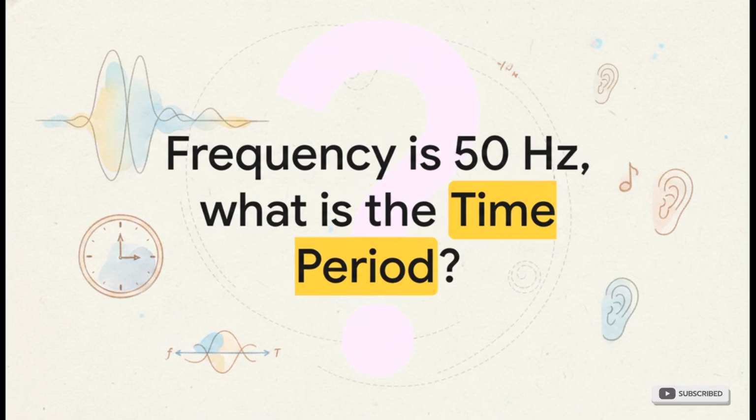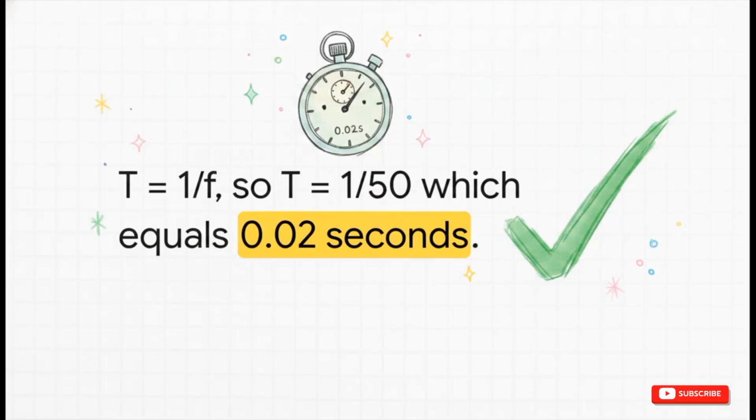Let's do practice question 1. If a sound wave has a frequency of 50 Hz, what is its time period, or T? Think back to the relationship between time period and frequency we just talked about. Remember, they have an inverse relationship. And the answer is T equals 1 divided by 50, which gives us exactly 0.02 seconds. Excellent job if you remember that T equals 1 over F. That is a totally fundamental calculation you gotta know.